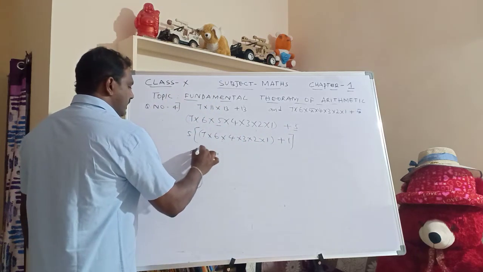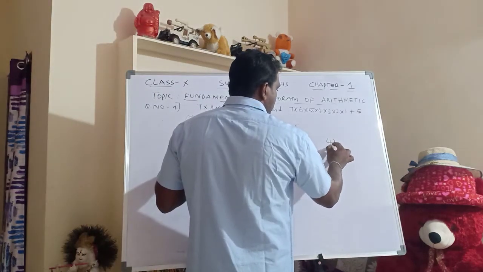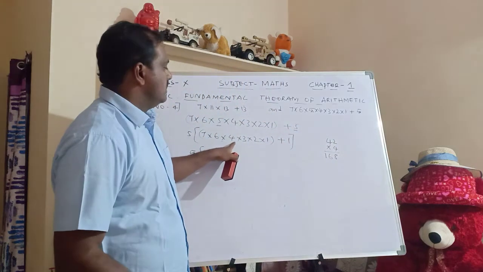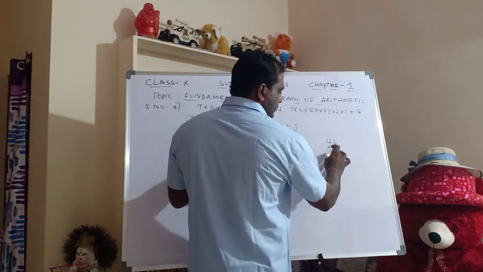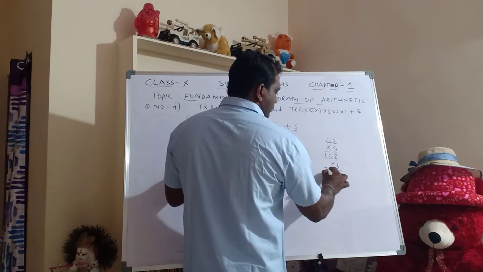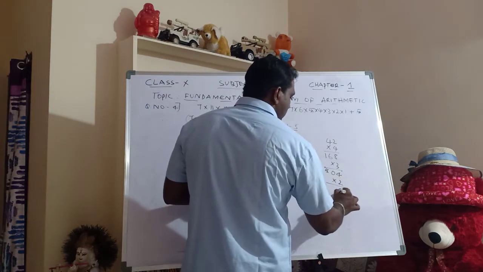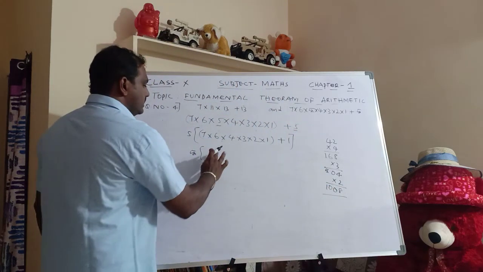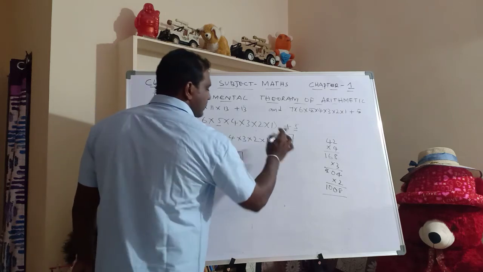Now 7 sixes are 42. 42 fours: 4 twos are 8, 4 fours are 16, so 168. 168 into 3: 3 eights are 24, 2 is carried, 3 sixes are 18, 19, 20, 3 ones are 3 plus 2 is 5, so 504. 504 into 2: 2 fours are 8, 2 zeros are 0, 2 fives are 10. How much did I get? 1008. 1008 plus 1.